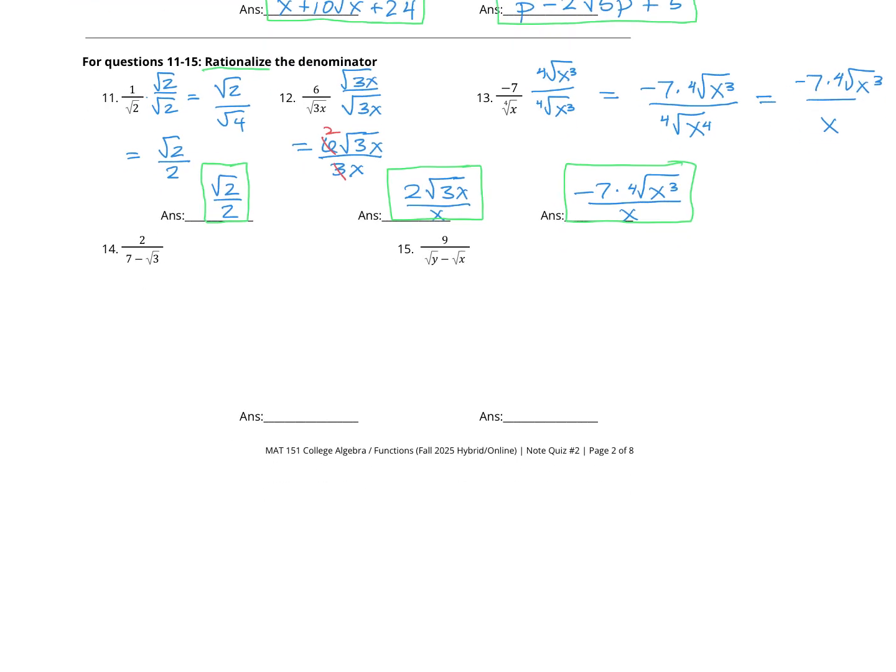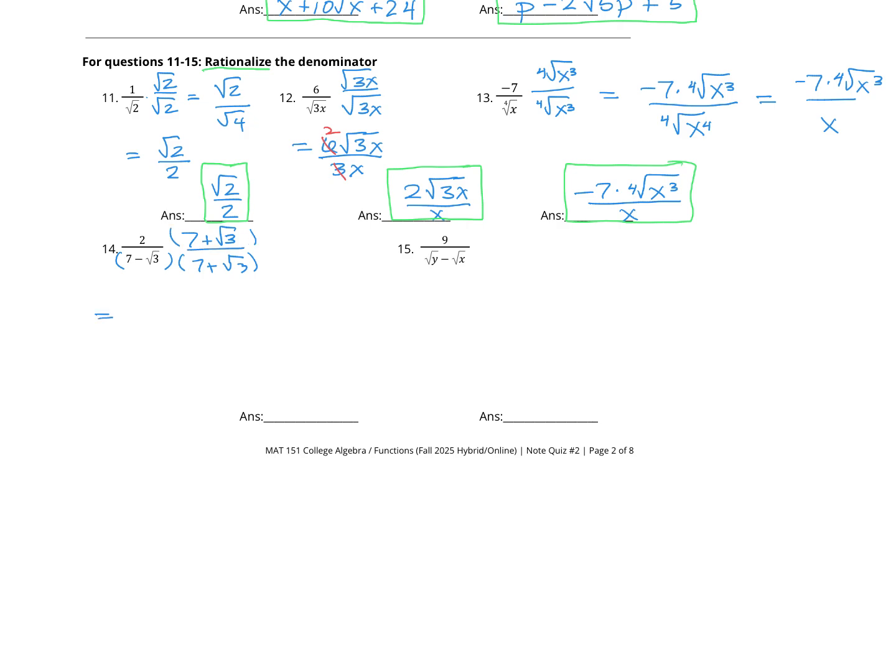For the next 2 problems, the tactic that we used for the first 3 is not going to work because we have a sum or a difference in them, in particular the differences. So for these problems, we actually multiply by the conjugate, which is the same exact expression, but with the sign reversed in the middle. So we're going to multiply by 7 plus the square root of 3 above and below.